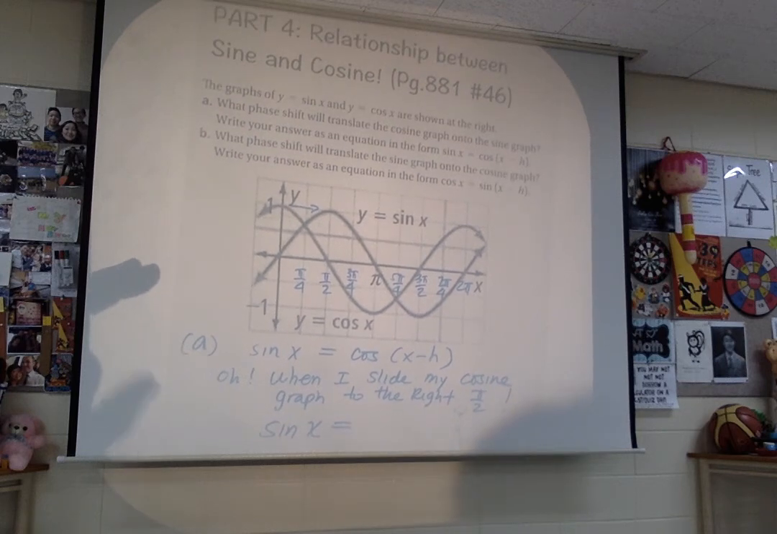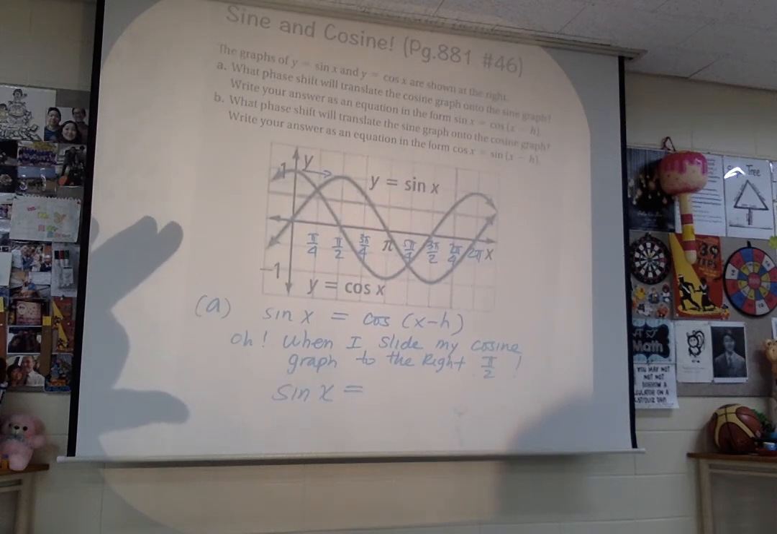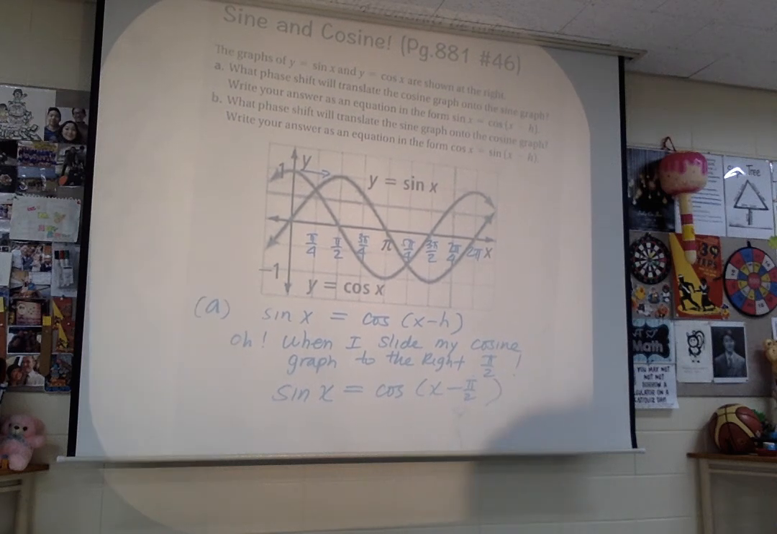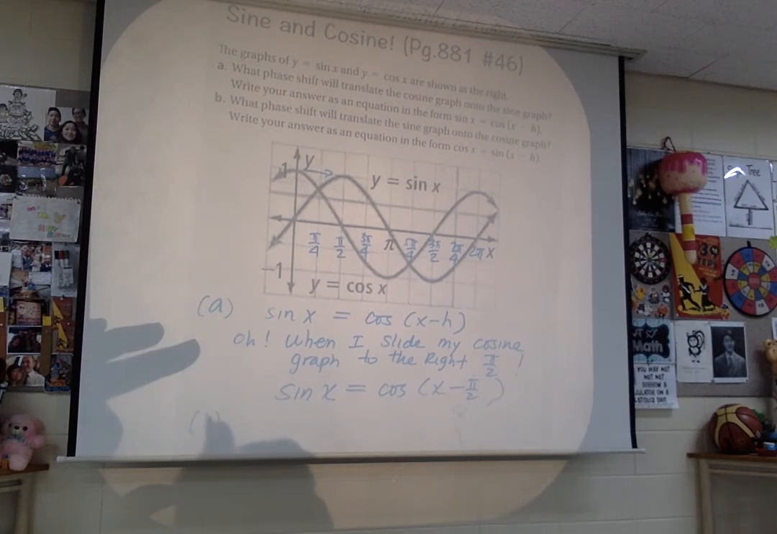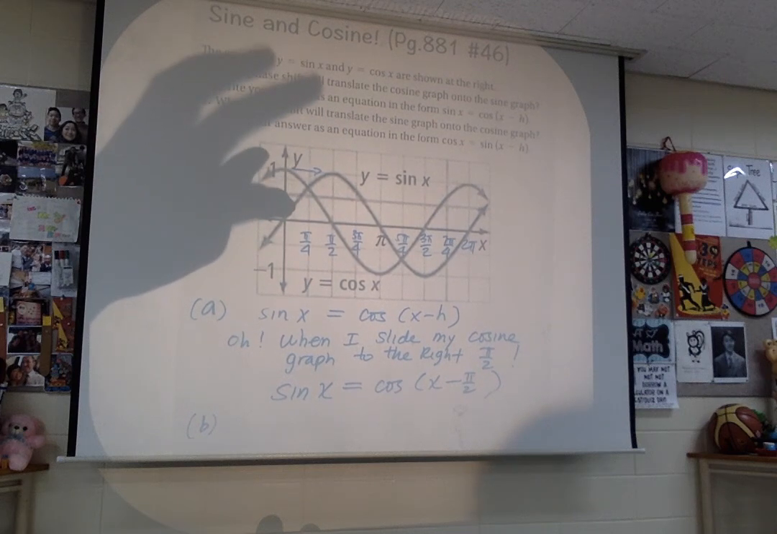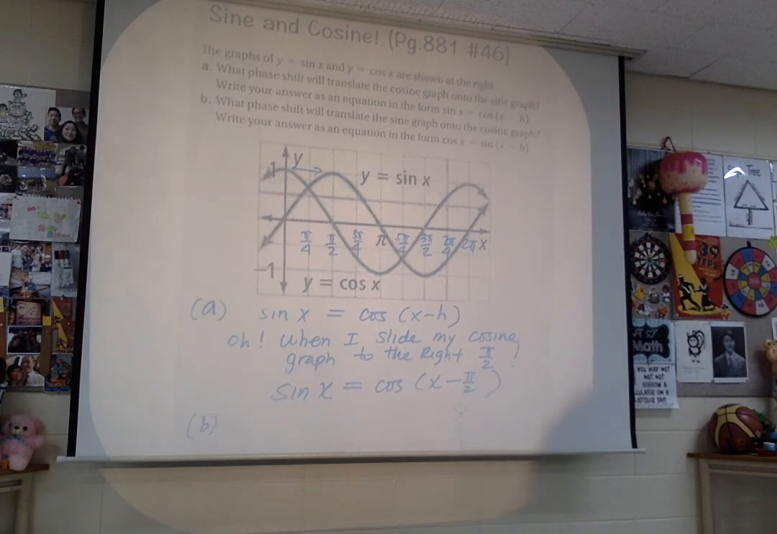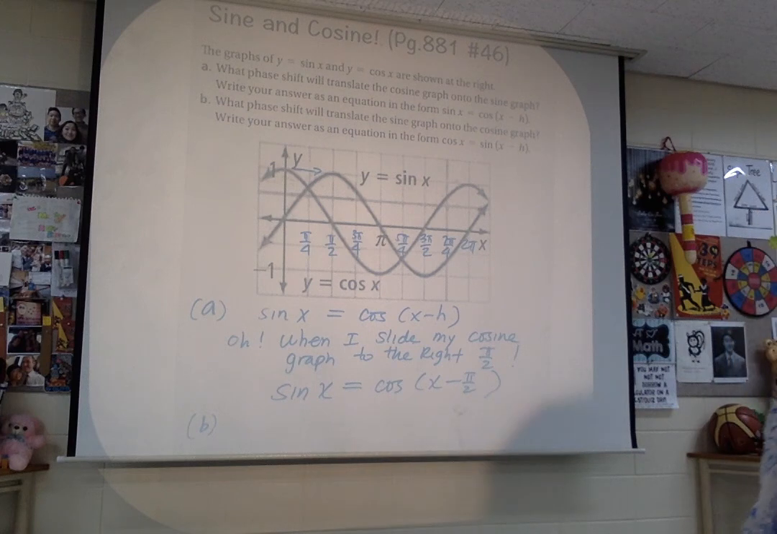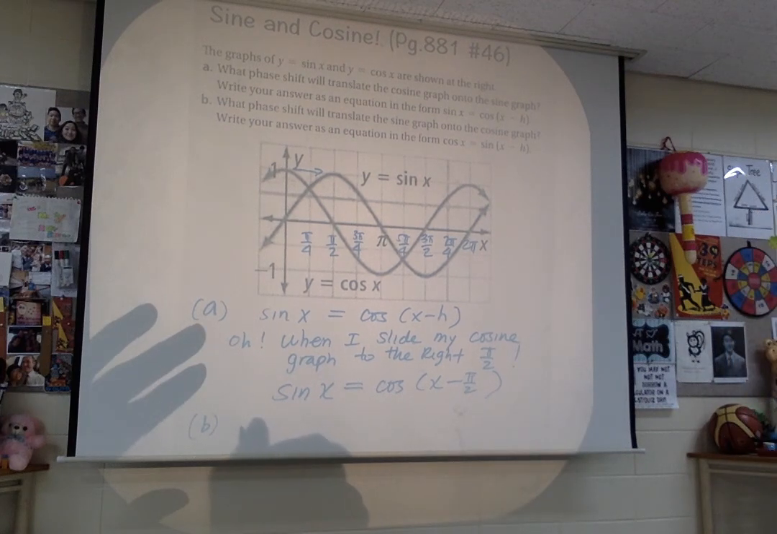Try writing it. What do you think? Yep, you're right. Cosine of x minus pi over 2. Now you try for sine. So now they want us to actually slide the sine graph over. They want us to move the sine graph over so it looks like the cosine graph. So think about that for a while and look up when you're done. Make sure you press pause and let's see what you come up with, all right?